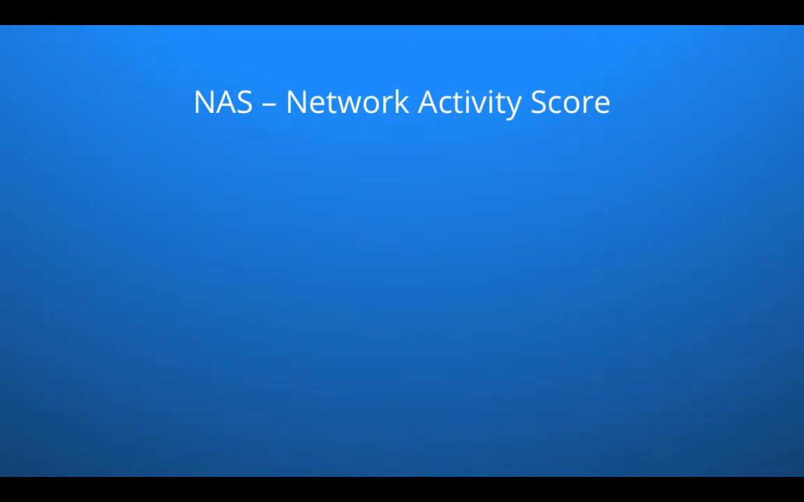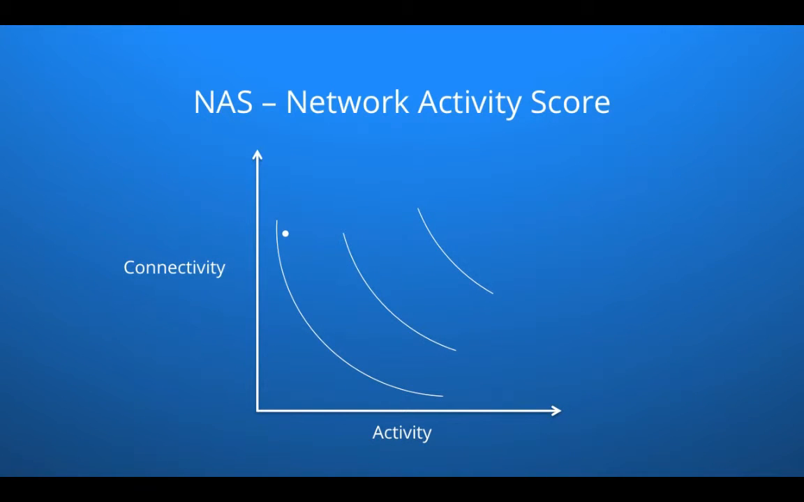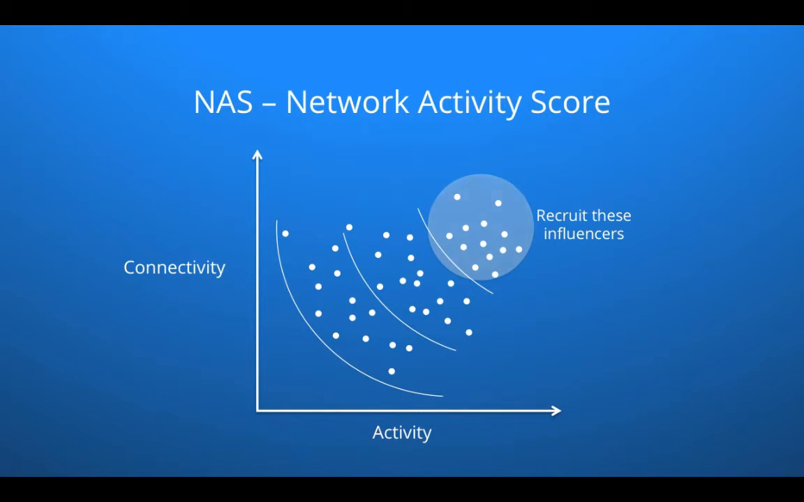It ranks people on a matrix of firstly how connected they are and secondly how active they are. We measure the number of relationships, the average strength of relationships, and their connectivity. This results in a NAS score being assessed for every employee. The output is a list of employee numbers and their respective NAS score. Change teams can then determine which individuals should be recruited.